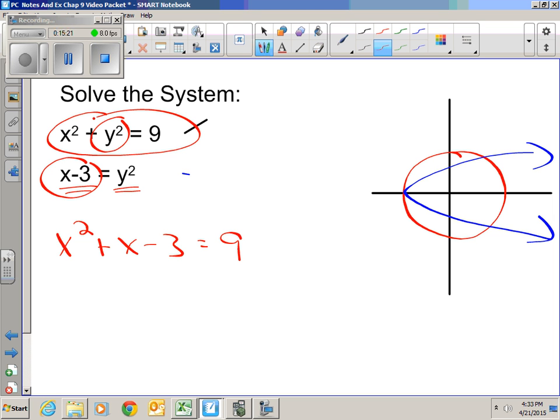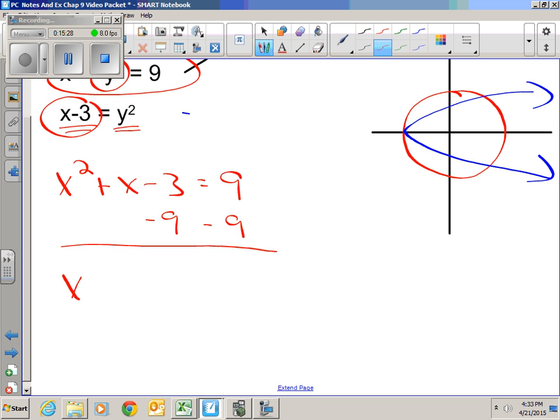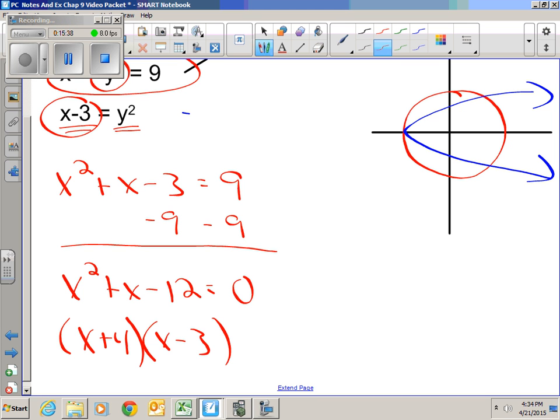Well, let's solve this for x. This is a quadratic equation. Subtract 9 from both sides. So now we have x squared plus x minus 12 is equal to 0. Let's factor. I get x plus 4, x minus 3. Therefore, x equals 3 or x equals negative 4.